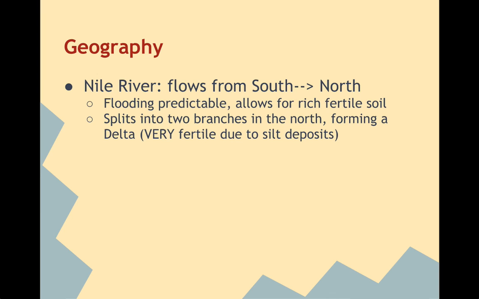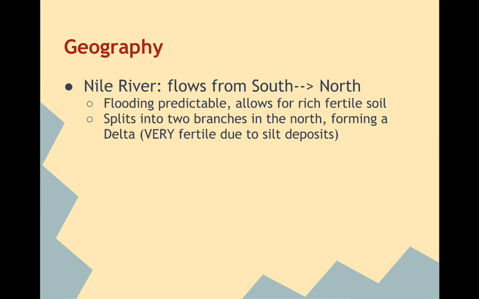Once the river floods, it fills up into the land and gives the land a lot of nutrients. We talked extensively yesterday about how soil has to be very fertile for you to survive and grow and have a good, strong harvest. The Nile River splits into two branches in the north, so it splits to form a triangle, and it's called a delta. In the delta, there are very fertile silt deposits.